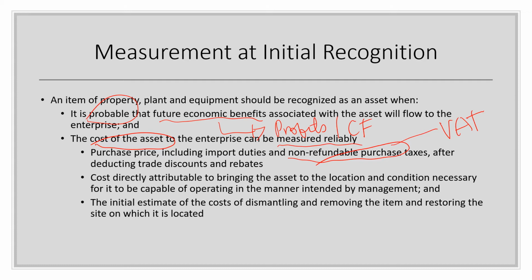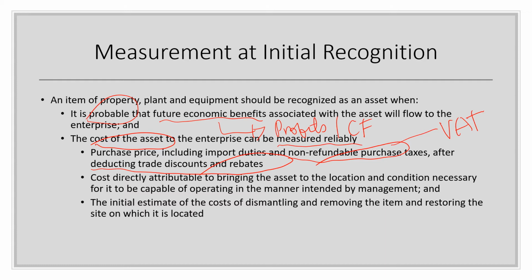But take note, the purchase price should be after deducting the trade discounts and rebates, or what they call the cash discount. Taken or not taken, it should be deducted from the list price or the purchase invoice price.